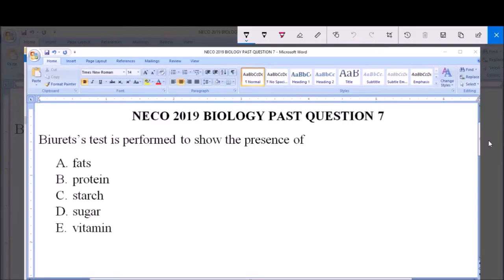Hello, good day and welcome. I will be answering NECO 2019 Biology Past Question 7. Burette test is performed to show the presence of A. Fat, B. Protein, C. Starch, D. Sugar, and E. Vitamin.